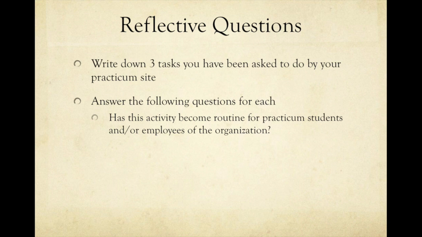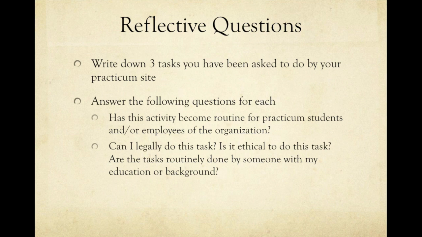So the first question is, has this activity become routine for practicum students and/or the employees of the organization? So in other words, in some ways you're functioning as an employee of the organization. So if you look around, is this kind of standard work for them? Is this something that you would expect if you were in a paid position in this organization? Would this be the kind of work that would be standardly expected? And that's basically a yes or no question.